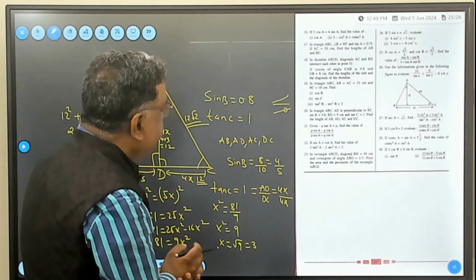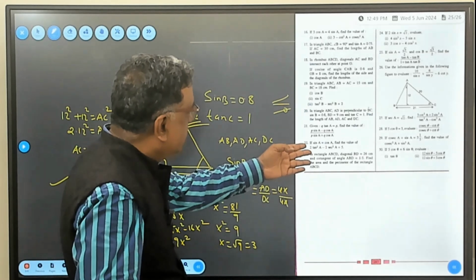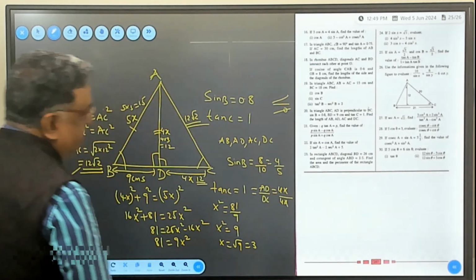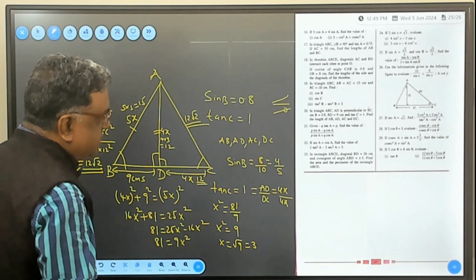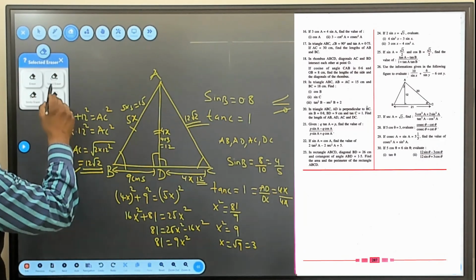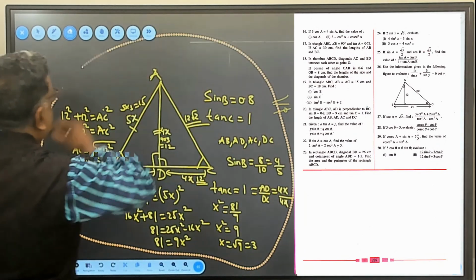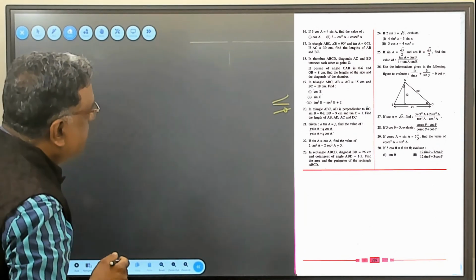Next. Let's try to do 22nd sum. Okay, let's do 21st. It has variables in terms of Q and P. So let's try to find it out.